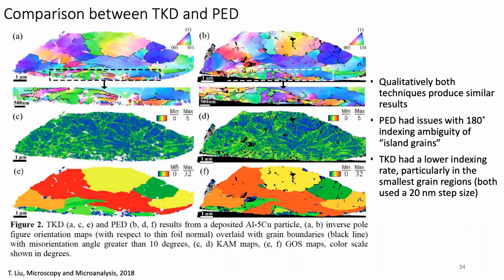Just in terms of those, there are probably those who are interested. I'm not going to spend a lot of time on this, but maybe we can ask some questions later. We have actually done TKD and PED on the same sections, and qualitatively we're able to get similar information out of both techniques. We do notice more artifact issues with PED in terms of indexing ambiguity, and that turns into island grains, like right here, that we don't see in the EBSD, the TKD technique. However, TKD had a lower indexing rate, particularly in those ultrafine grain regions, and we did use the same 20 nanometer step in both of these.